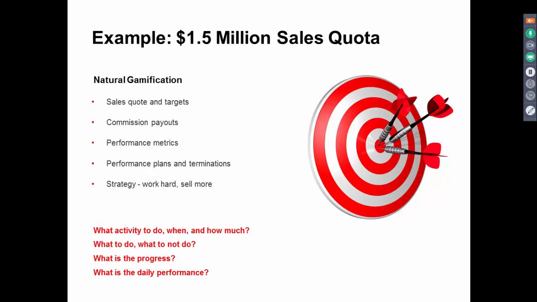The salesperson ends up in a situation where they don't know what activity to do, when to do it, how much to do, or they don't know how much they're doing. They don't have visibility in terms of what they've done or what they're doing, so they don't know whether to increase or that they're at the right level. They don't know what to do and what not to do from a strategy standpoint.